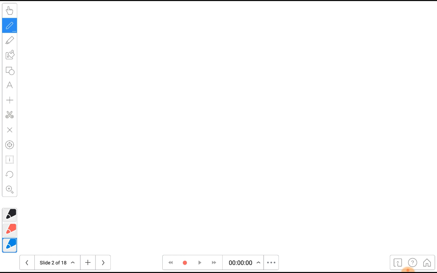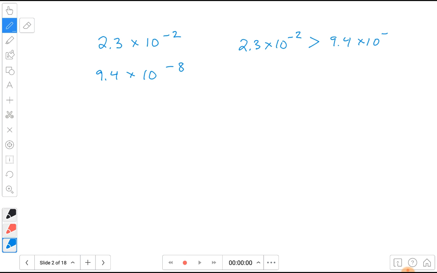But let's look at how we can compare these values. Let's say I have 2.3 times 10 to the power of negative 2, and then let's say I have 9.4 times 10 to the power of negative 8, and I want to decide which one of these values is larger. Because they're in scientific notation, I just really need to look at what's happening with the exponent. This number is a lot closer to 0 than this number. This number is larger than this number, right? Because this is 10 to the power of negative 2, this is 10 to the power of negative 8. Which means that 2.3 times 10 to the negative 2 must be greater than 9.4 times 10 to the power of negative 8.